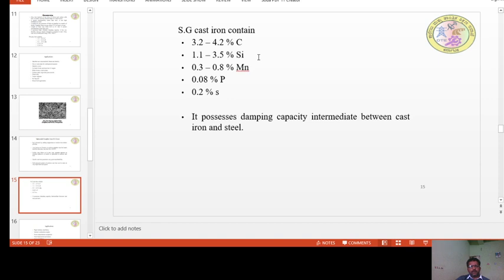And the general composition of SG iron is 3.2 to 4.2% of carbon, 1.1 to 3.5% of silicon, 0.3 to 0.8% of manganese, 0.8% of phosphorus, and 0.2% of sulfur. It possesses damping capacity intermediate between the cast iron and the steel.